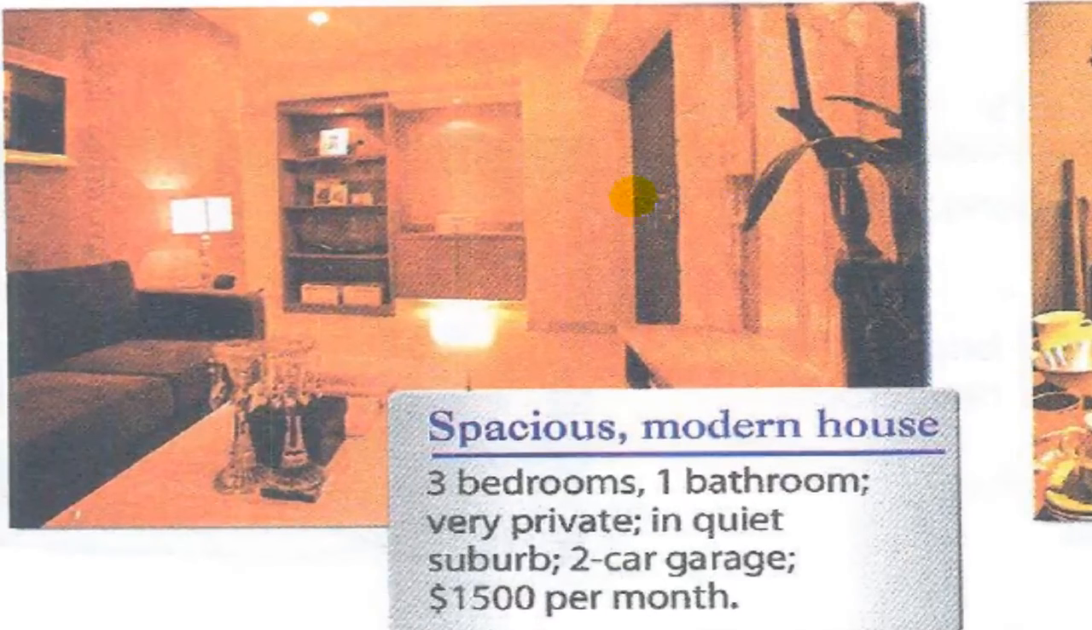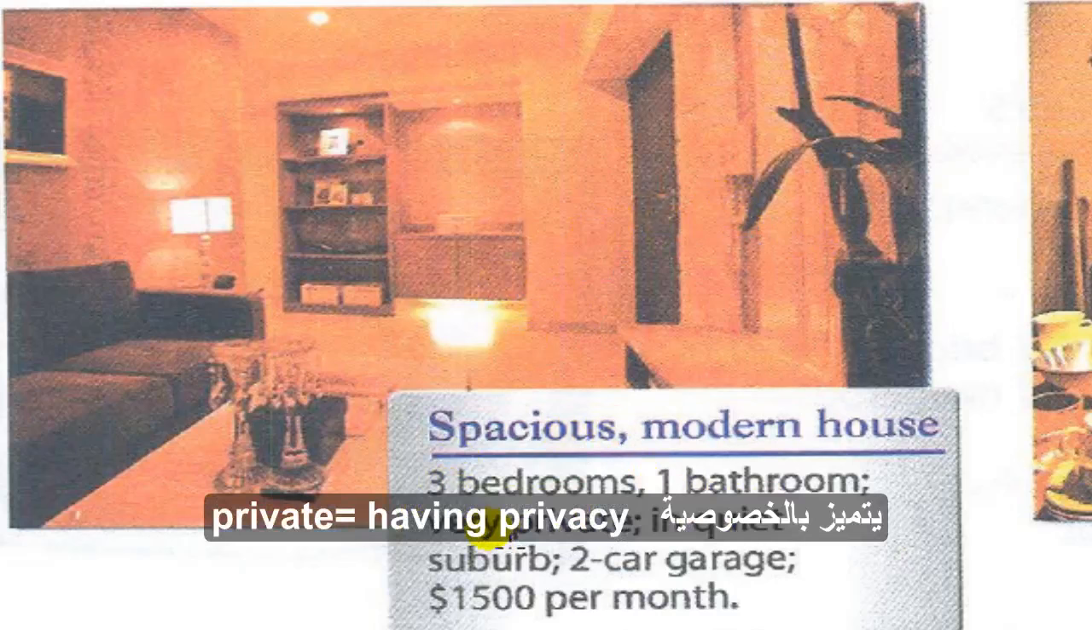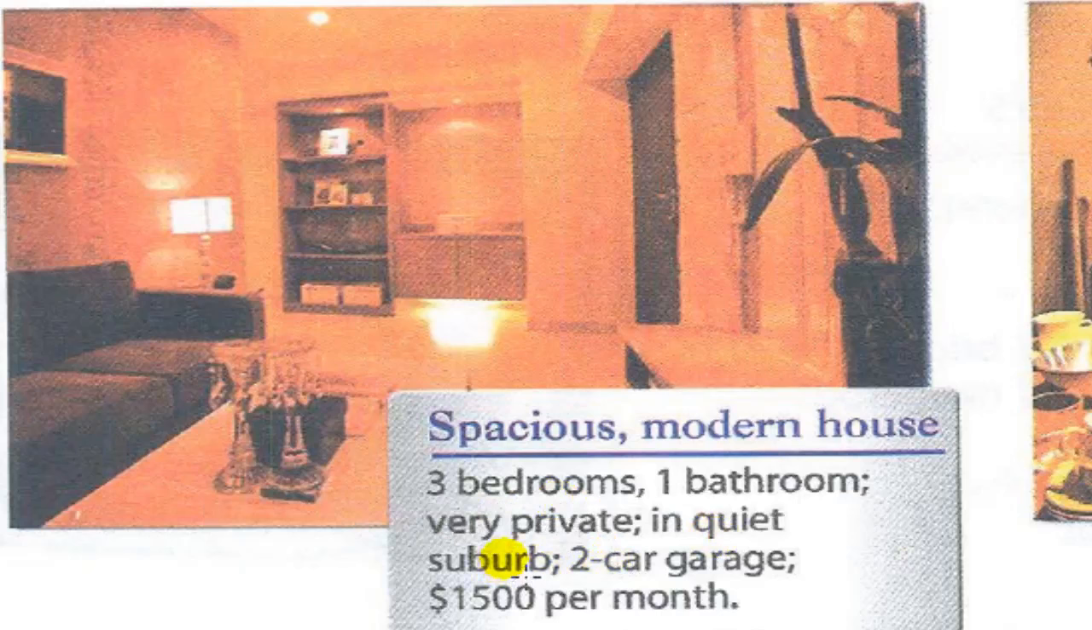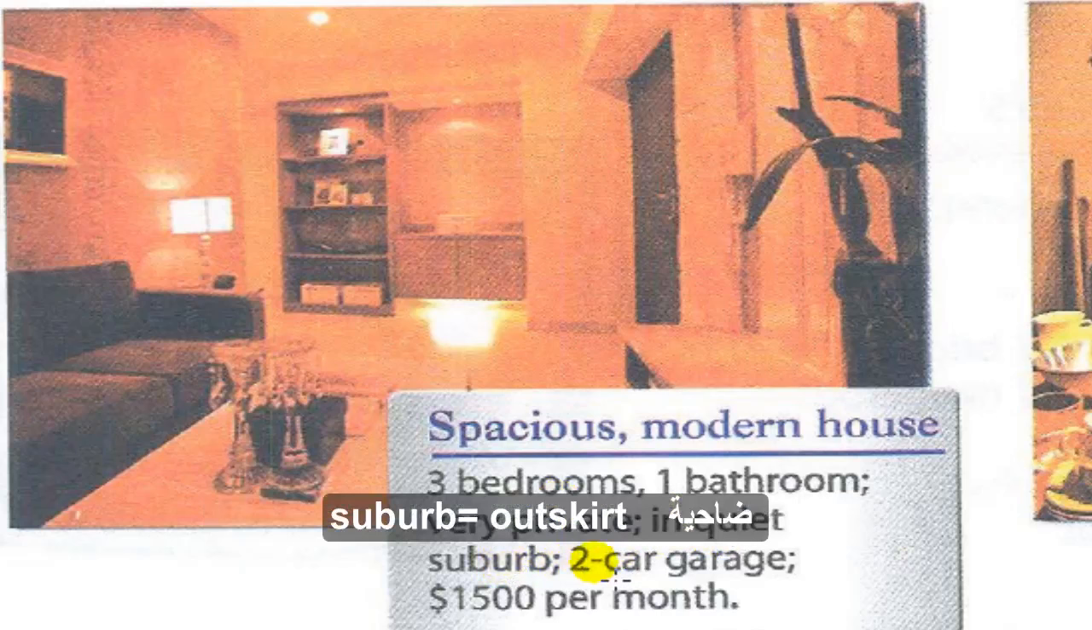This is the first picture, what you see. This is part of a house, a spacious, modern house, 3 bedrooms, 1 bathroom, very private. You have privacy, in a quiet suburb, in a quiet area, with a 2-car garage, a garage for 2 cars, $1,500 per month.